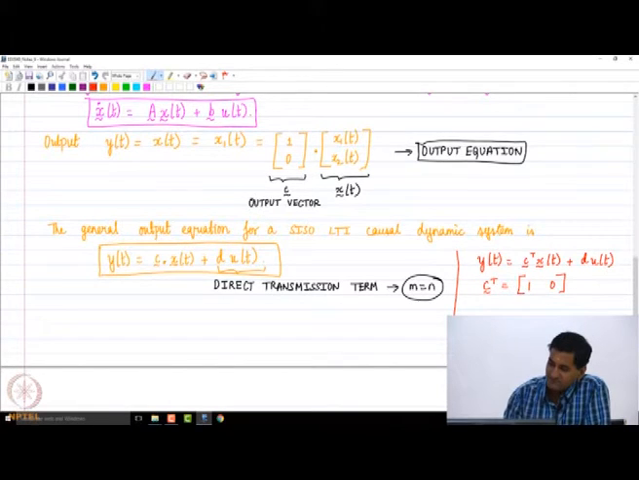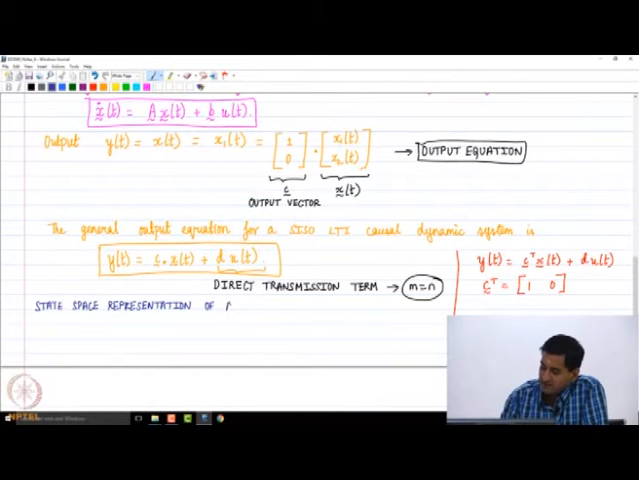So, finally, to summarize, the state space representation of a SISO LTI causal dynamic system is going to take this form.